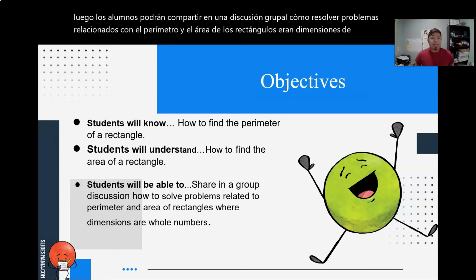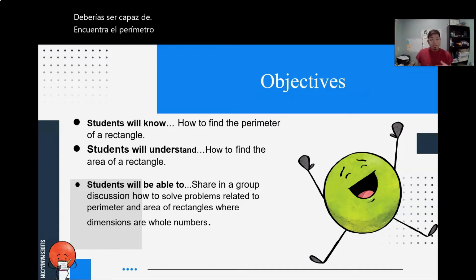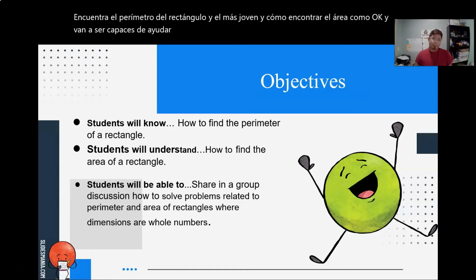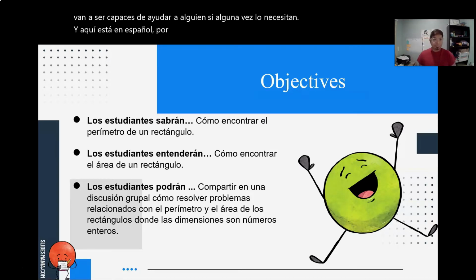So basically, by the end of today and tomorrow's video, you should be able to find the perimeter of the rectangle, and then you understand how to find the area as well, okay? And you're going to be able to help somebody if they ever need it. And here it is in Spanish, just in case you need it.